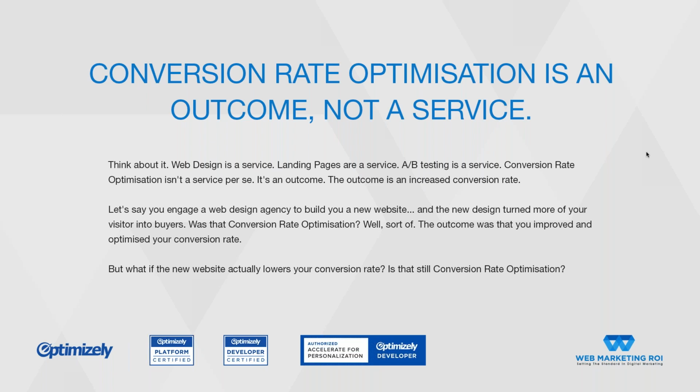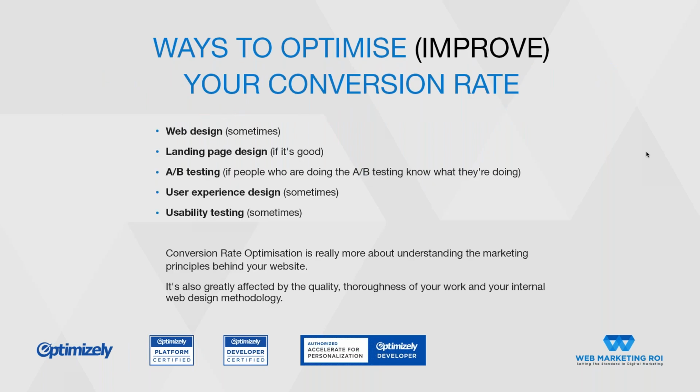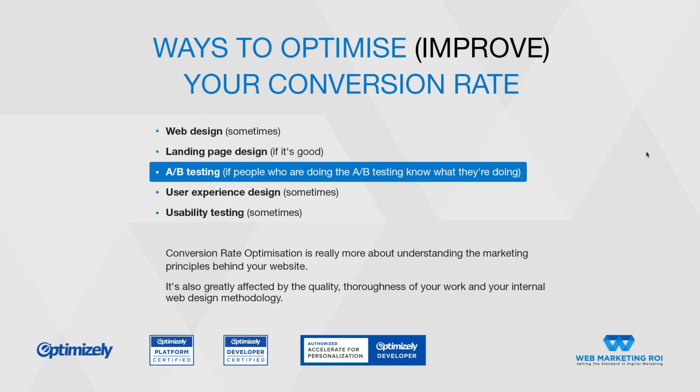Other times, maybe not. So in short, there are many different ways to improve conversion rate: web design, landing page design, A/B testing, user experience design, usability testing, and there's a lot of different drivers and I suppose levers you can pull here. The one we're going to be predominantly talking about today is A/B testing. But it's fair to say there are many different levers you can also pull in the future.